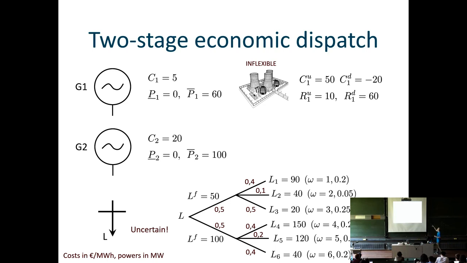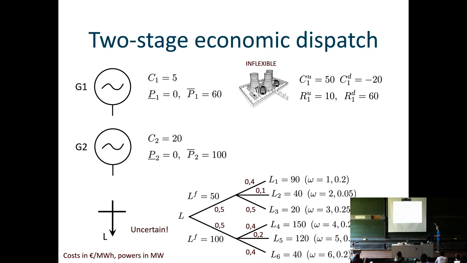So our G1 is what we call an inflexible unit, like a very big nuclear power plant. So it will have some upward regulation, for upward balancing energy when we have to satisfy more energy than expected, and we will have a downward regulation cost. So the upward regulation cost of this unit is equal to 50.